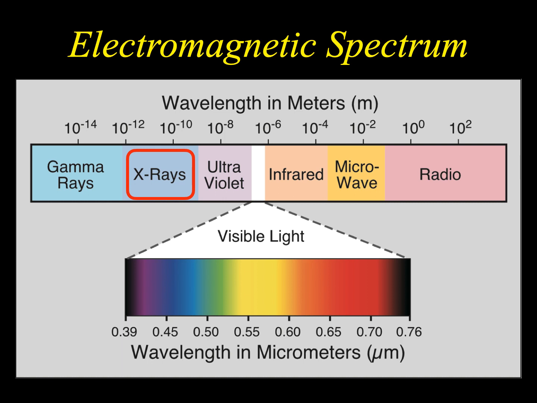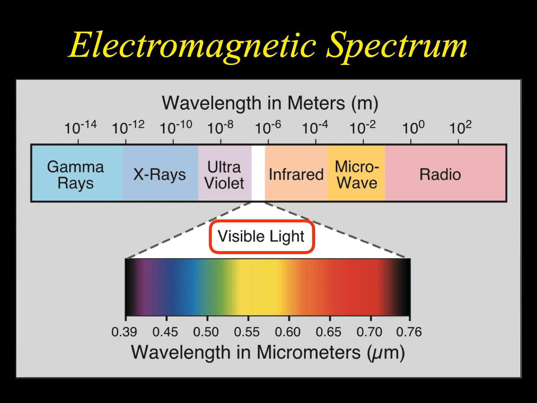X-rays are another form of radiation. Their wavelengths are a little bit larger. Ultraviolet is even larger yet. Ultraviolet wavelengths are smaller than visible light, so they're next to visible light. Here we have visible light.